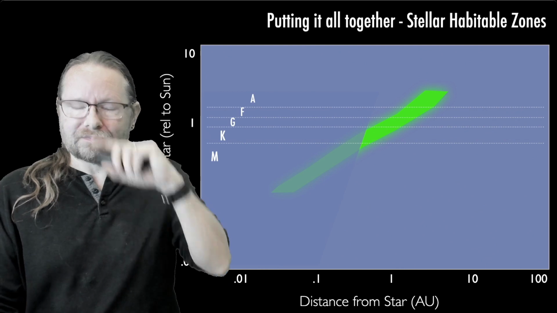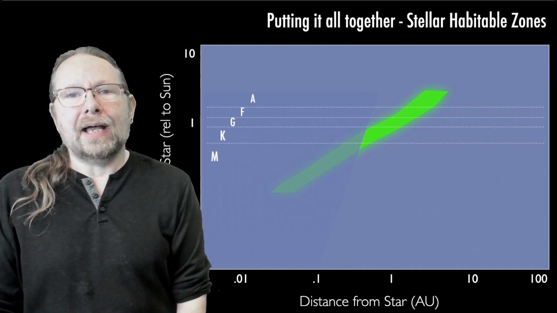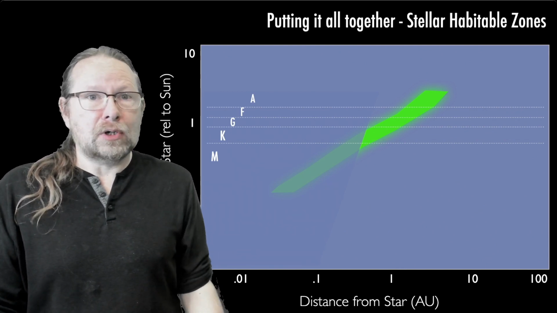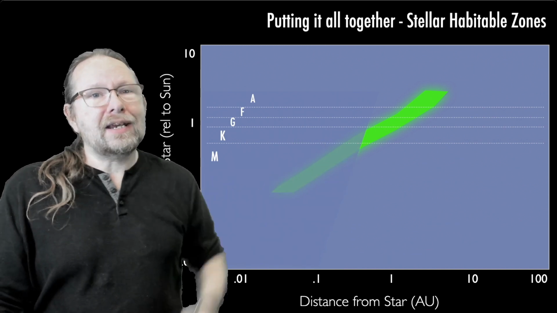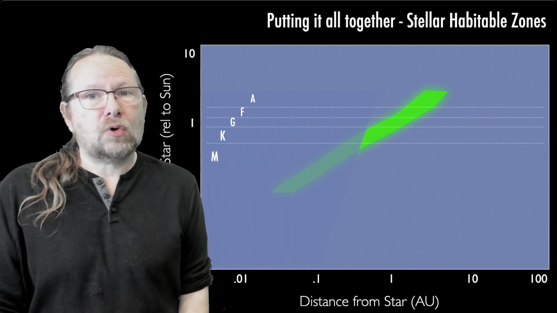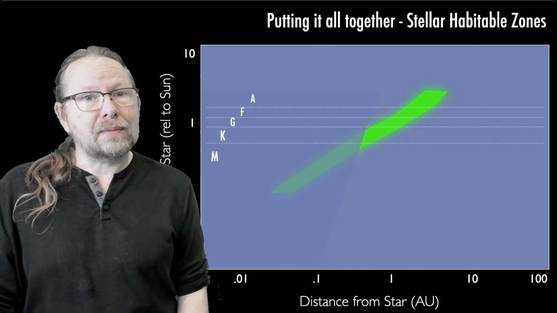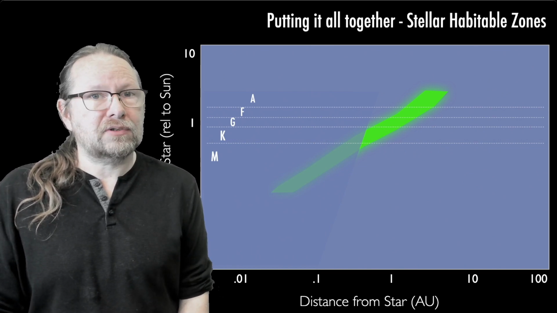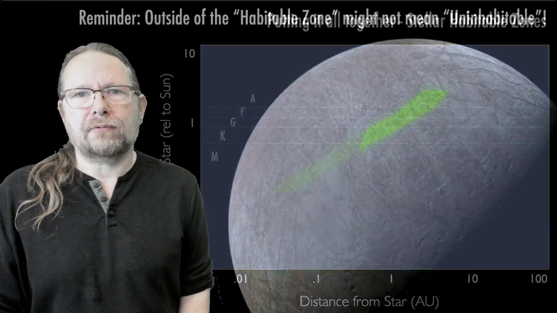So we think that G-type stars like the sun, we know are habitable. Brighter K-type stars are probably also quite habitable, and because there's more of them than G-type stars, might be a really good place to look for extraterrestrial life.